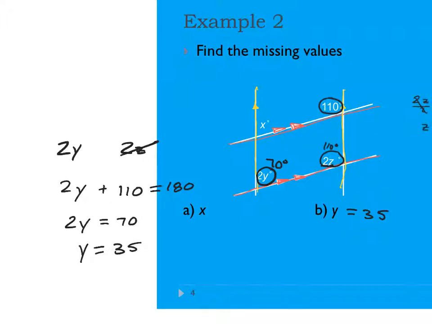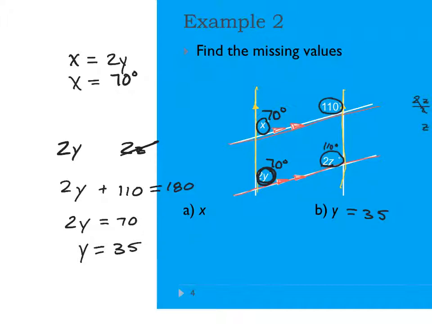Last but not least, how are we going to find x? Yes, ma'am? x is equal to 2y, so it would be 70 degrees. Good. So x is equal to 2y, and we already know that 2y is 70 degrees. All I did is a little substitution there. So x is 70 degrees. And that should make sense because these two are corresponding angles, therefore they must be the same amount.